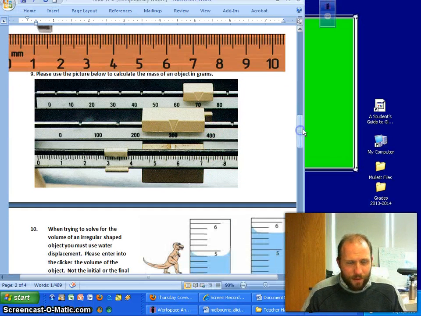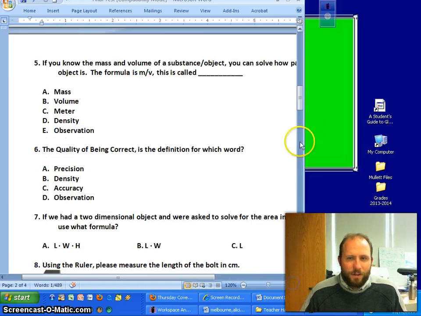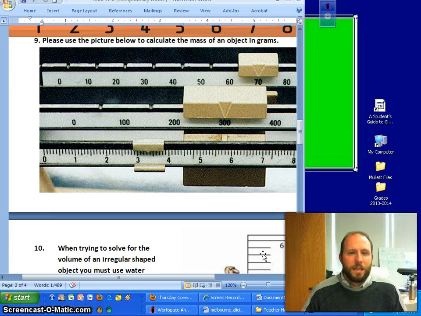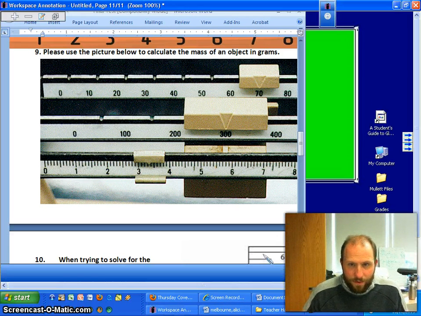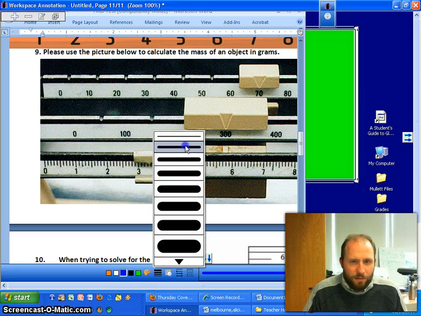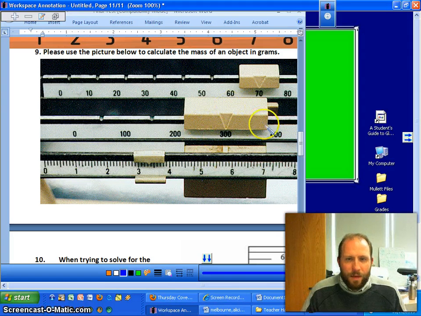Last but not least, we have another question here, number 9. It's asking you to tell us what is the mass of an object in grams. If we look a little bit closer on this picture and zoom in, we get a chance to see the riders on the triple beam balance a little bit better. Let's start with the hundreds. What do we have? You got it.